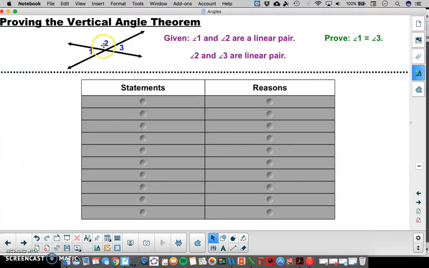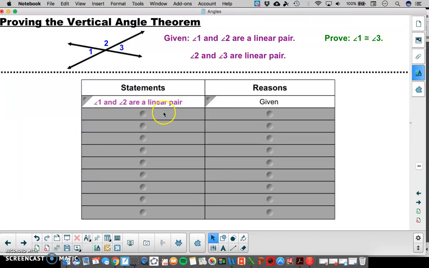Next, we're going to take a look at actually proving the vertical angle theorem. So given 1 and 2 and 2 and 3 are linear pairs, we're going to prove angle 1 and angle 3 are congruent. We know from this diagram angle 1 and angle 3 are vertical angles. So we're hoping that we can actually prove what the vertical angle theorem states, that if these are vertical angles, then they should be congruent. So we always want to start with our given information. So our first piece of given information is that 1 and 2 are a linear pair.